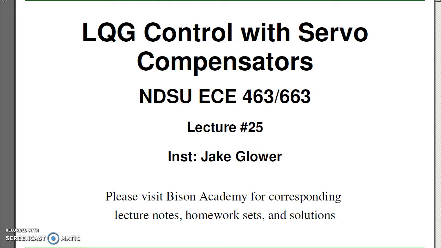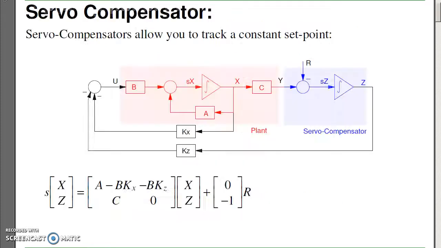Okay, Lecture 25. I'd like to look at Servo Compensator design using LQG methods. Now, as a recap, what a Servo Compensator does is it lets you track a set point. If I want to track a constant set point, I'll add an integrator to integrate the difference between my output and my set point. What the Servo Compensator does is at steady state, by definition, x dot equals 0, or z dot equals 0, forcing y to equal r.